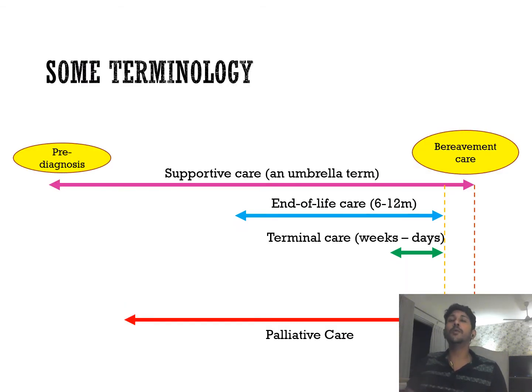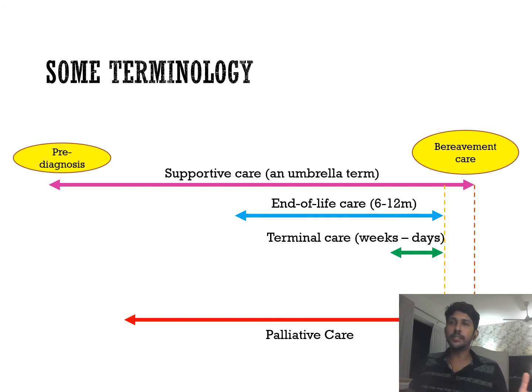And now we will look at a bit of terminology around palliative care. There are different terms that people, or even clinicians, use around palliative care. They sometimes use these terms interchangeably, but to be very precise, there are essential differences between these terms. So one is supportive care, and the others are end-of-life care, terminal care, and palliative care.